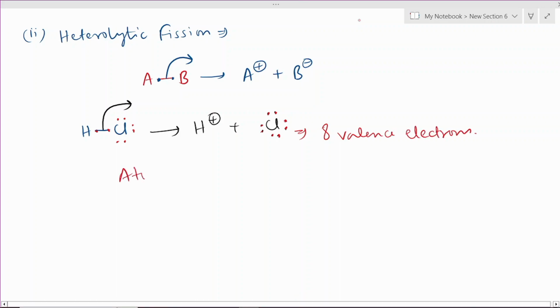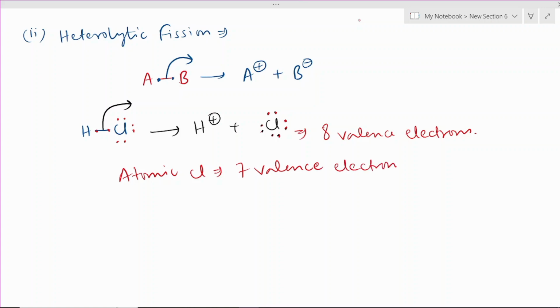That atomic Cl contains 7 valence electrons. So upon heterolytic cleavage, this Cl minus contains 8 valence electrons, one electron greater than the atomic Cl. So that's why we write Cl minus. This minus represents one extra electron than atomic Cl.